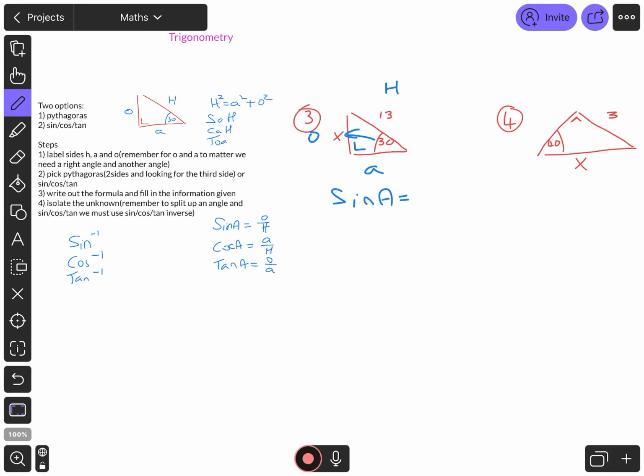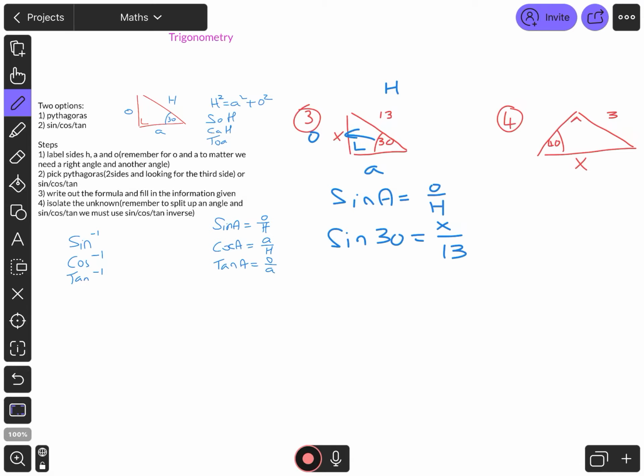Sine of an angle equals O over H. And I'm going to fill in that formula. Sine of the angle that I have here is 30. It's always the other angle, not the 90 degrees. Equals O is x and H is 13.